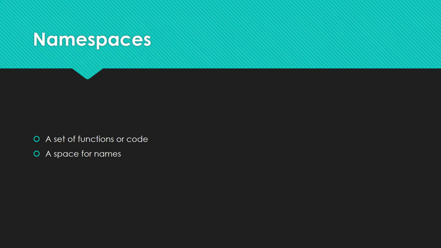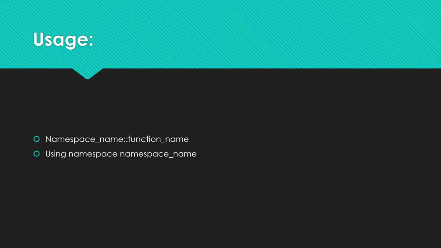What that means is that when we define functions, which we'll discuss later in the series, we can tell the compiler that they belong to a certain namespace or a particular set. This provides a clean way to separate different types of functions. To use a namespace, we have two options.